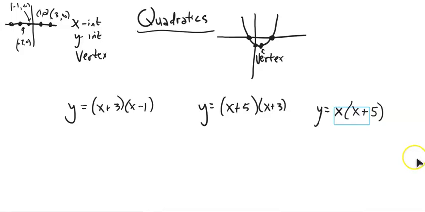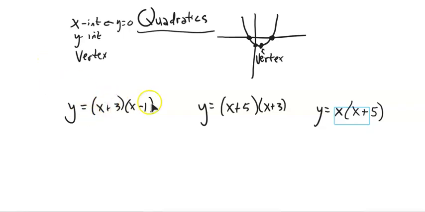Y has to be 0 on here because, think about graphing points. Your x value, you go left, right. Your y value, you go up, down. There's no up-down motion here. So when I go to find my x-intercepts, I know that y is equal to 0. So let me think about that on this equation right here. If I want to find my x-intercepts, y is 0.